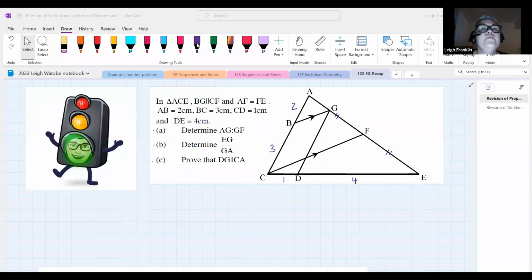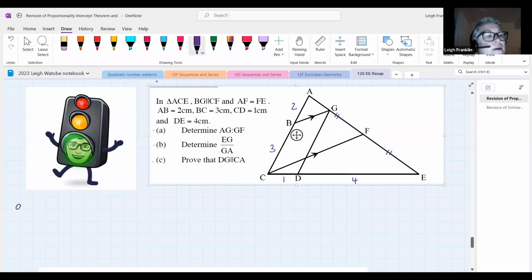Okay, so for the first one, A, who would like to share their answer? I know there were a couple of answers in the chat, but the ratio of AG is to GF is what? Ria, go for it. Good evening, ma'am. Ma'am, I got the ratio for GF and AG is 2 to 3. Okay, so 2 is to 3 is perfect. Well done, Ria. That's 100%.